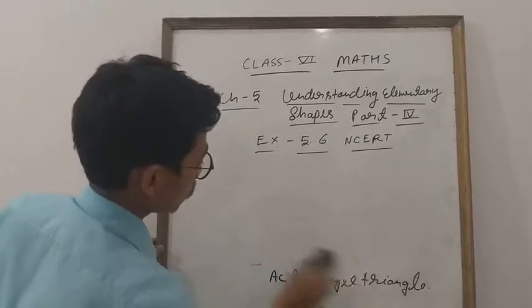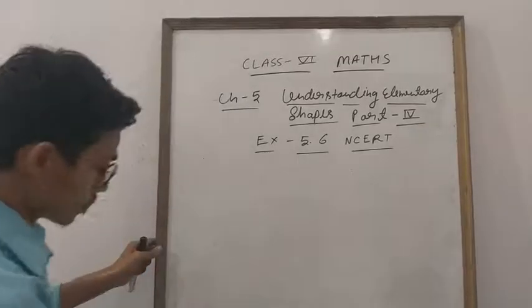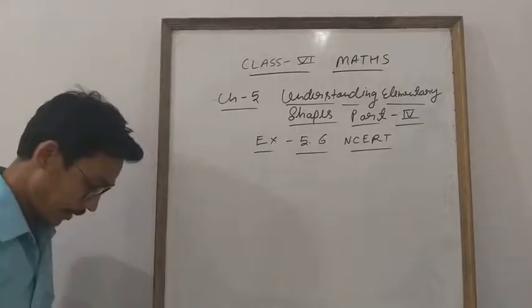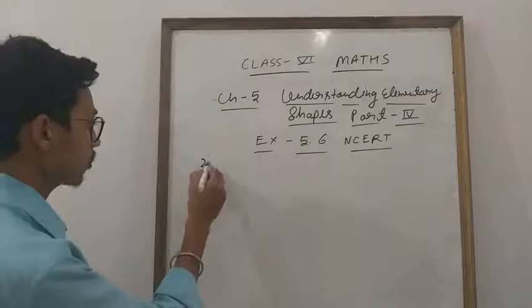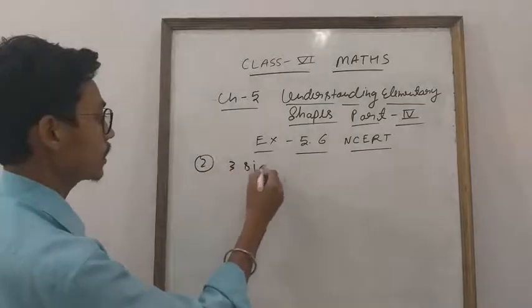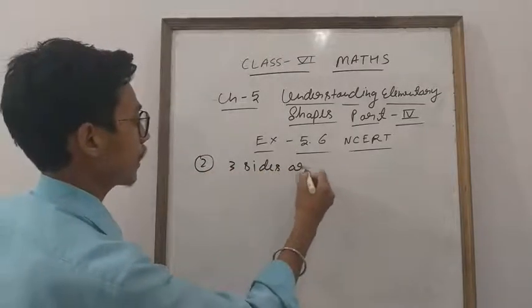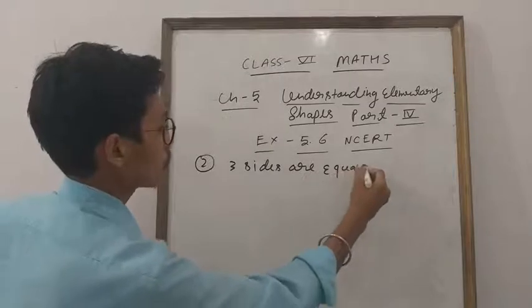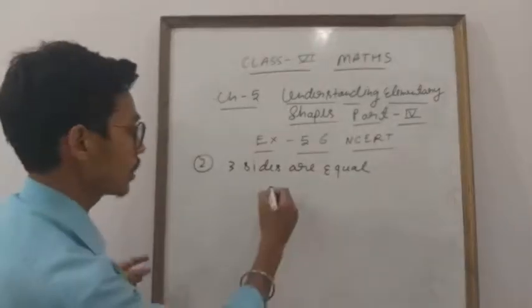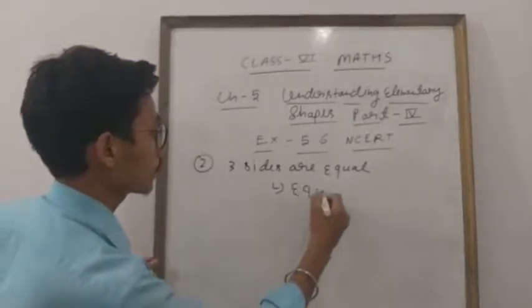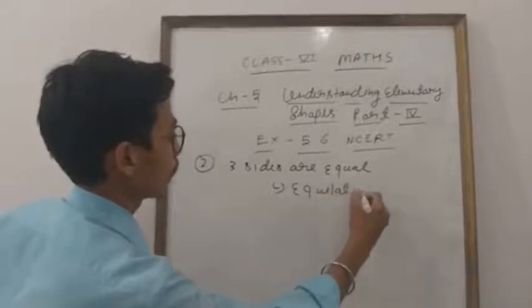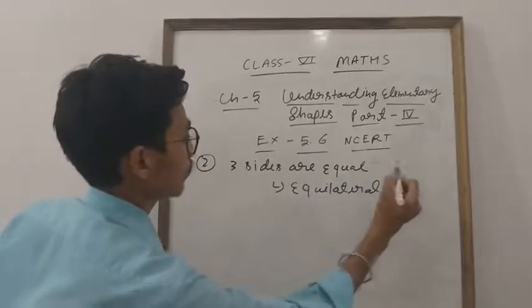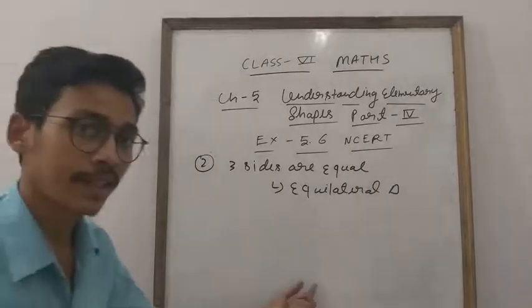Again, the question number 2 is based on the same pattern. Question number 2, students, see: match the following. You have to do it. If three sides are equal, it is very easy, students. You know that it is known as equilateral triangle. When three sides are equal, equilateral triangle.